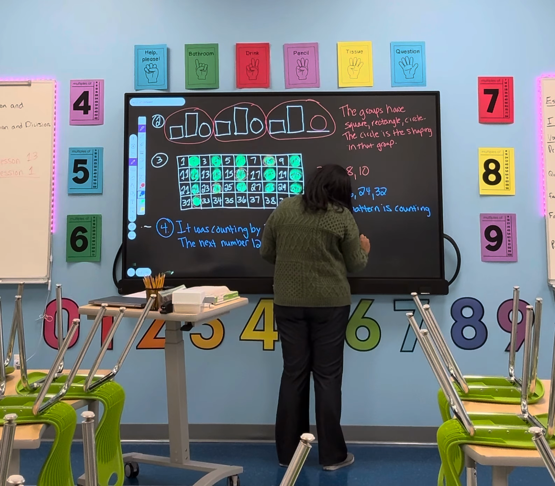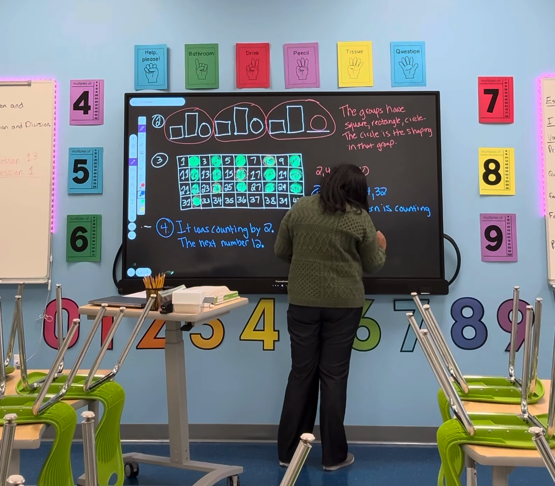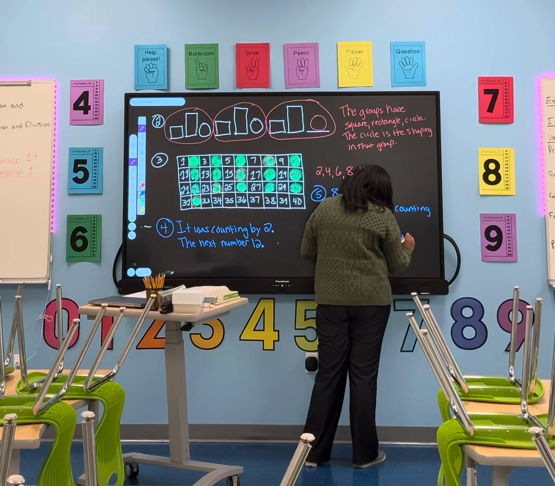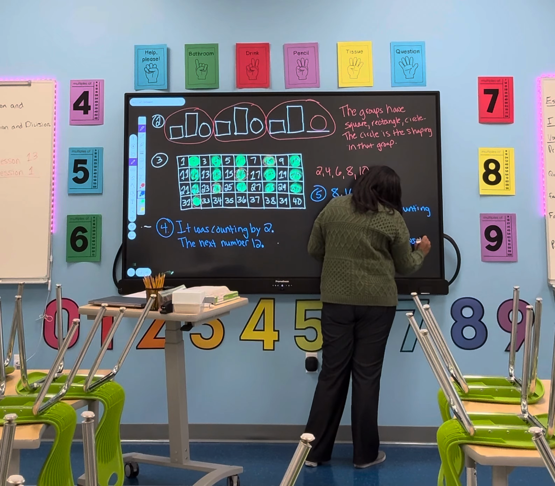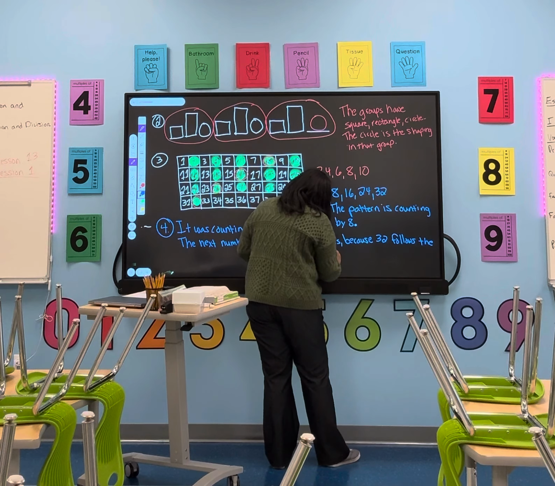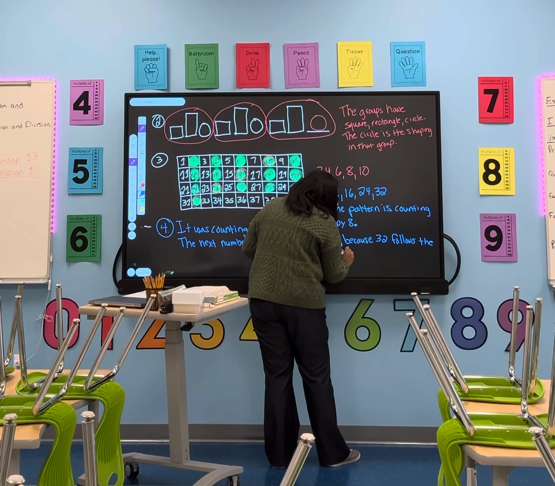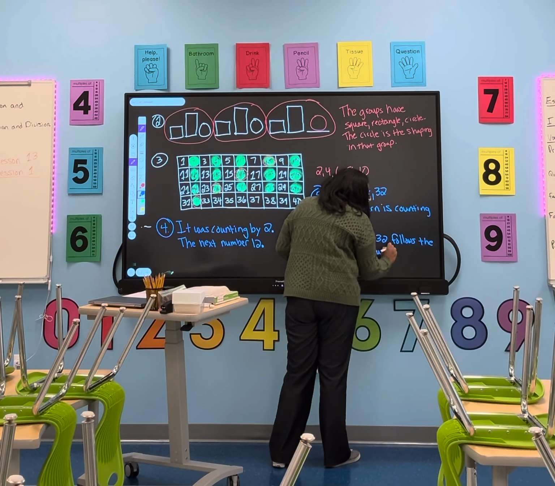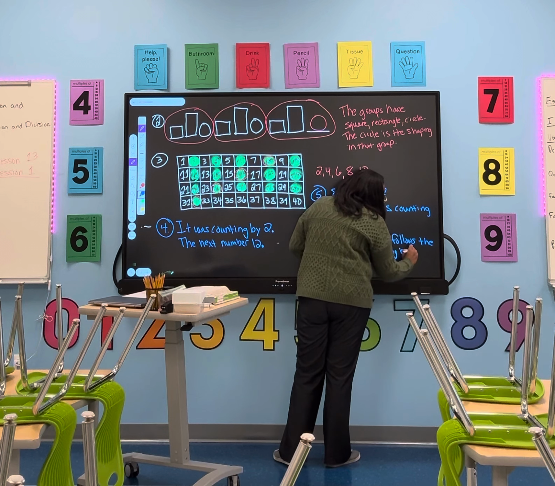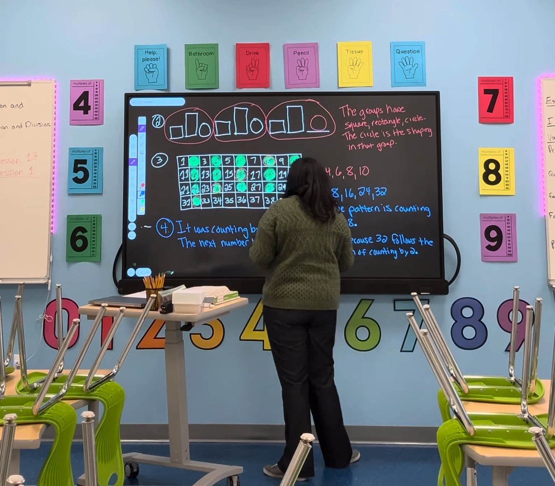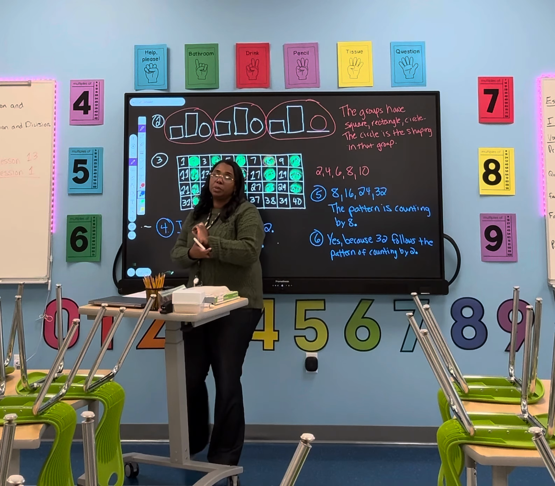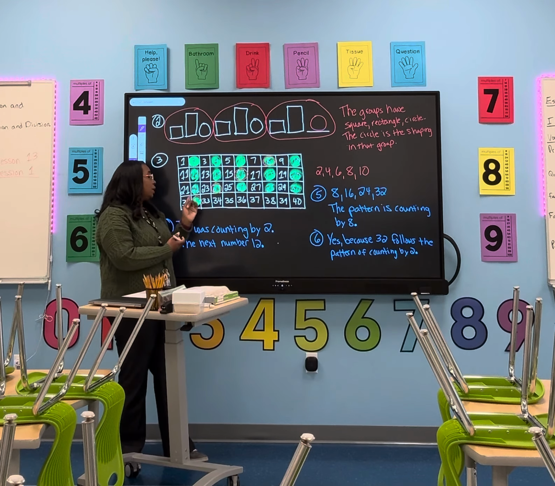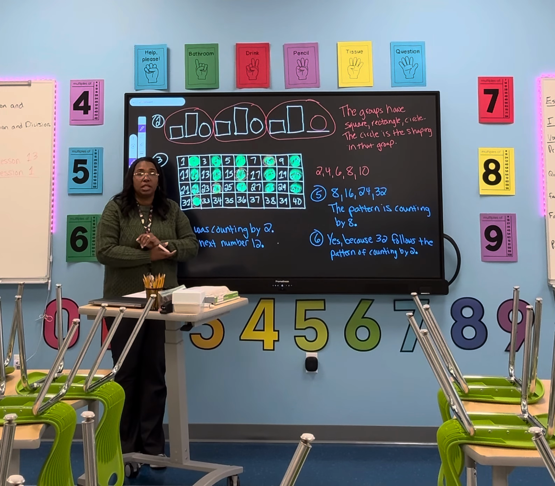So we're going to put yes, because 32 follows the pattern of counting by 2. Because that's why we were counting by 2 when we shaded in those numbers. And if we continue counting by 2, it did fall into that pattern. So yes, we did shade it in.